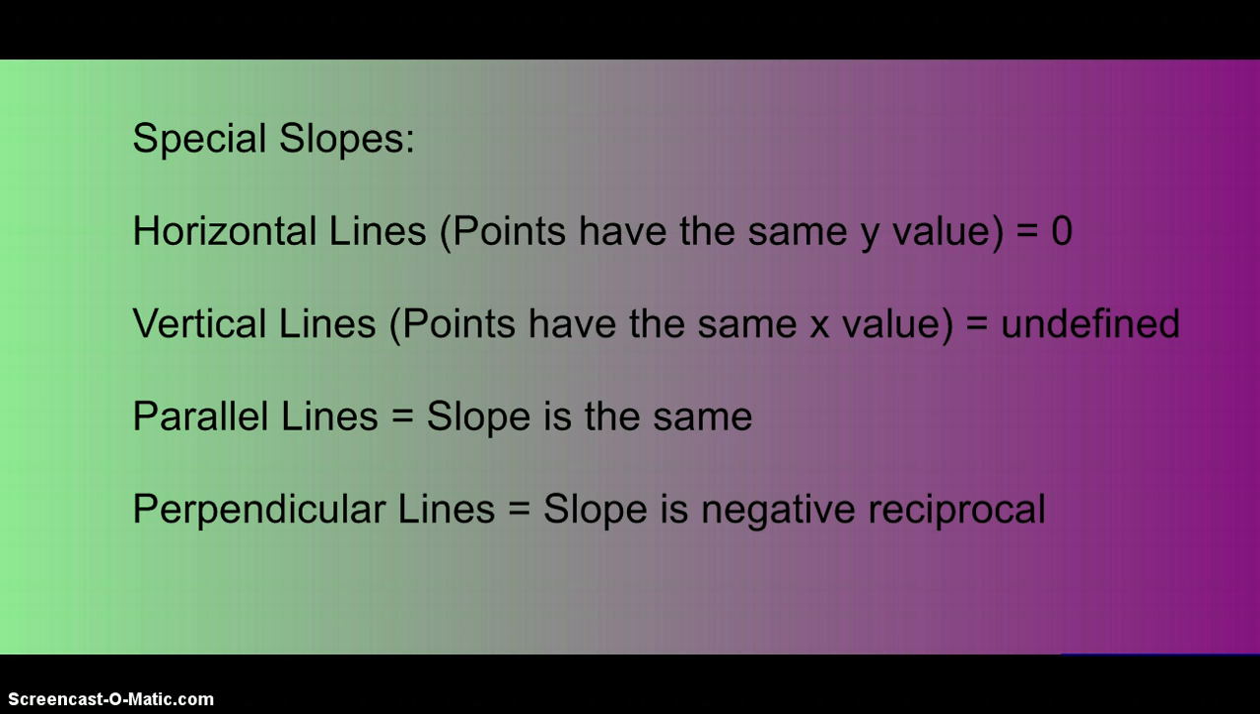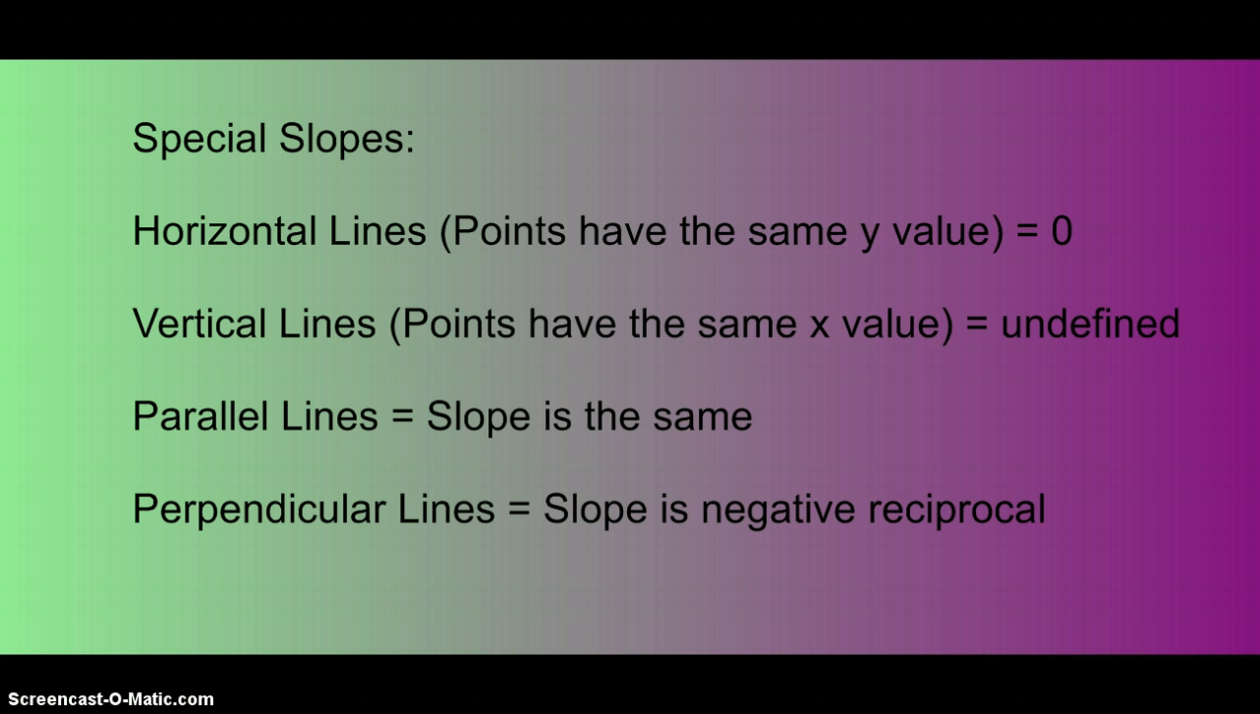And to end today, we're going to look at a couple of special slopes. The first one is a horizontal line. If you have a line that is horizontal, it will have no slope. Therefore, the slope is 0. It has no steepness whatsoever. Vertical lines, we define the slope as being undefined because it is unmeasurable.